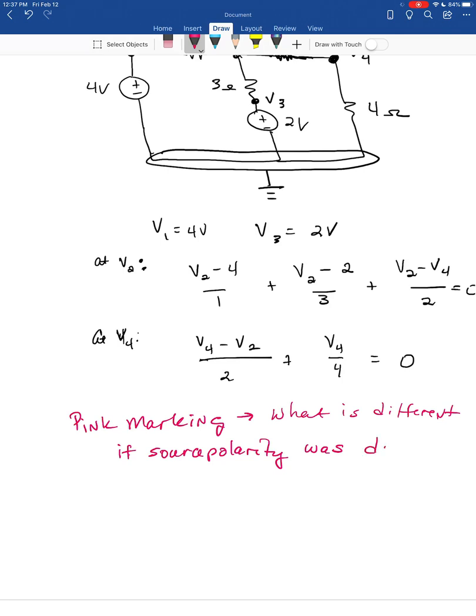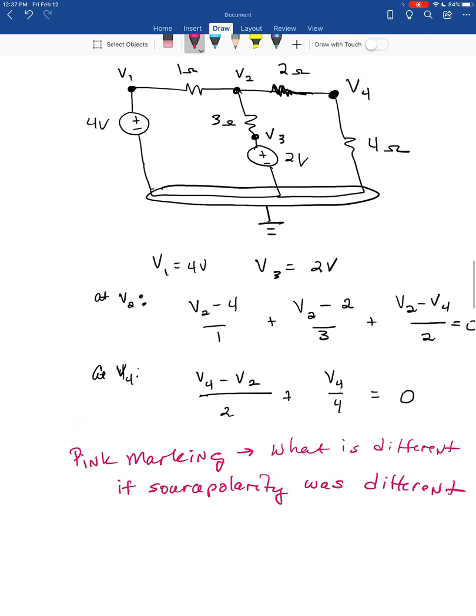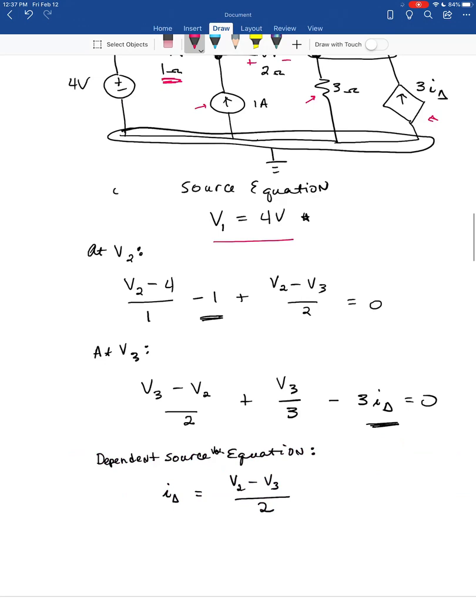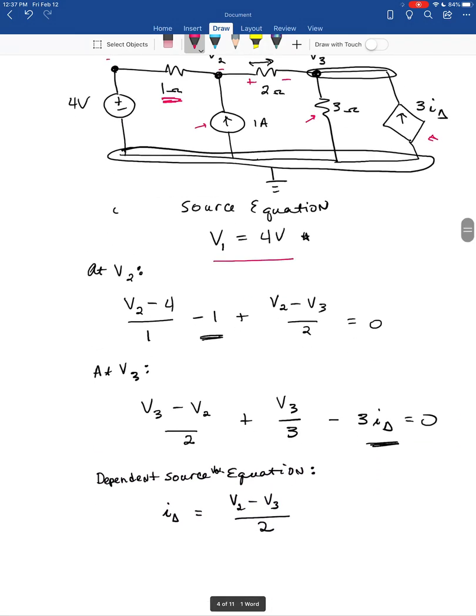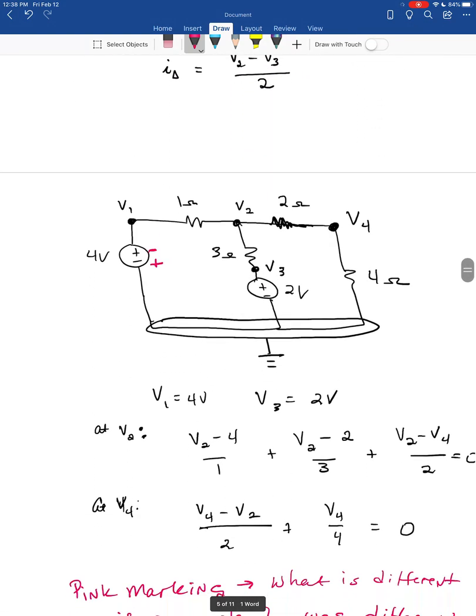We won't say changes, we'll say was different. So in other words, if in the original problem, say this 4-volt source, and we'll make this marking in pink, had been minus plus instead of plus minus, so that the positive terminal connects to the ground, what actually would be the difference in that case?